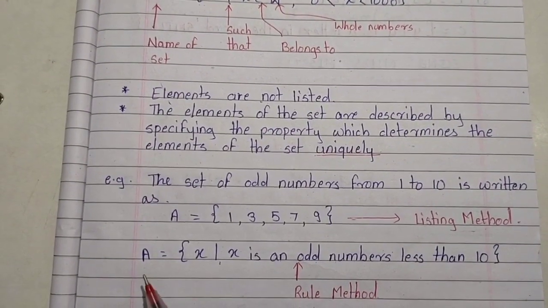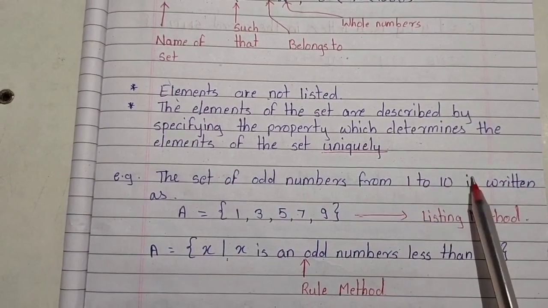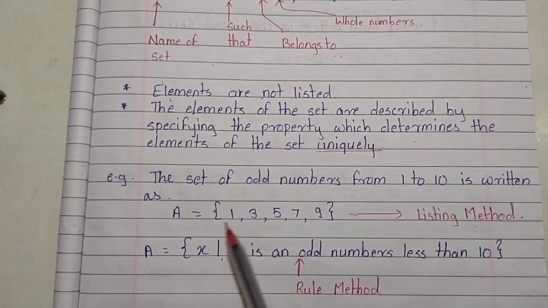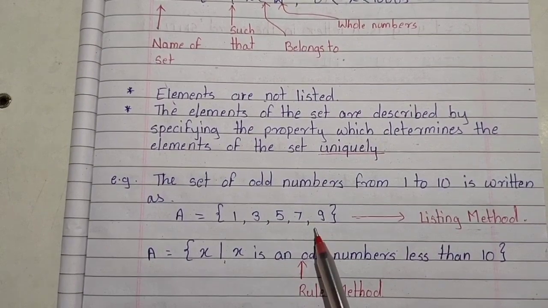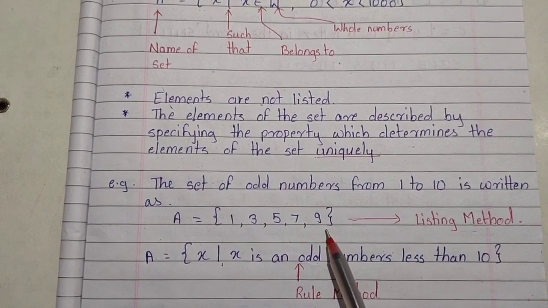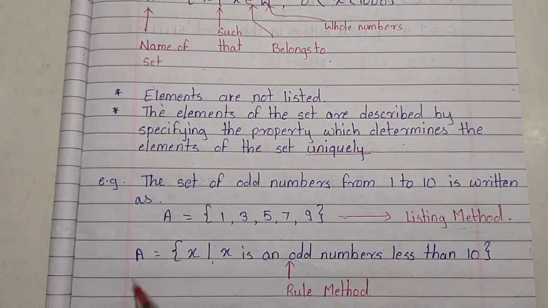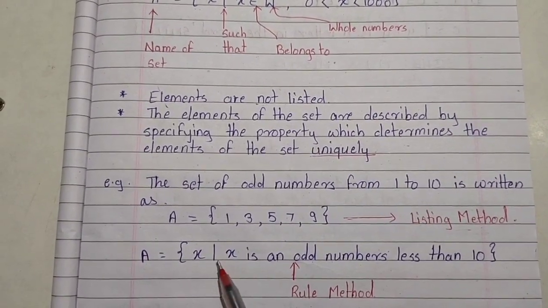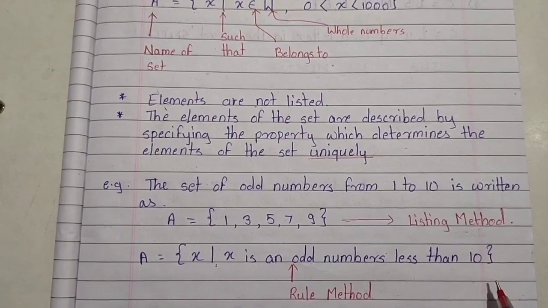Let's see one more example. The set of odd numbers from 1 to 10 in the listing method is written like this: A equal to, in curly brackets, all the odd numbers between 1 and 10, that is 1, 3, 5, 7, 9. But in the rule method, how will we represent it? In this way: A is a set of all x such that x is an odd number less than 10. I hope you all understood the difference.